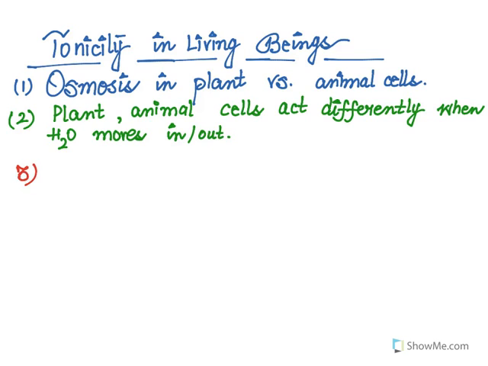All right. Next point. You see, basically what happens is that plant cells are at an advantage. They have a cell wall, which actually helps to retain their shape. So that's where they have an advantage as compared to animal cells.